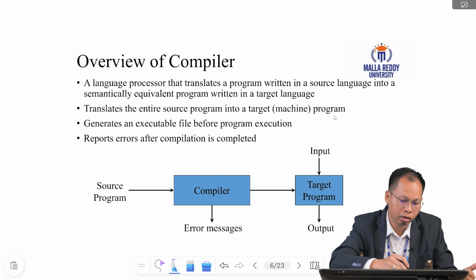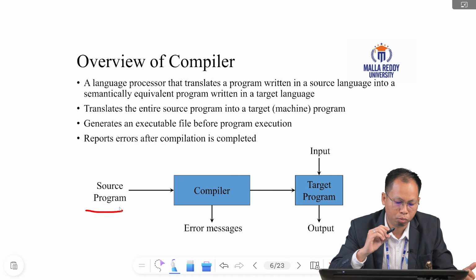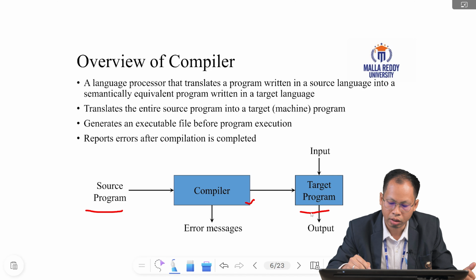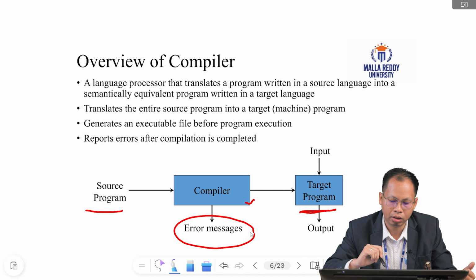So here we will give a source program to the compiler in one language. The compiler will convert it into a target program. If it finds any errors, it will return the error. The target program can then be given some input, and accordingly, it will give an output.